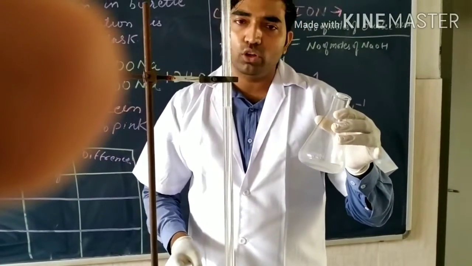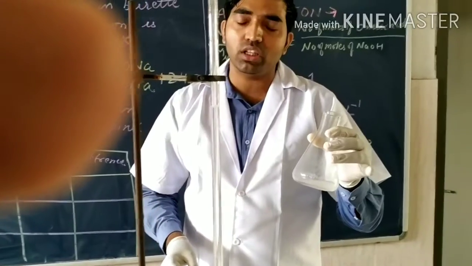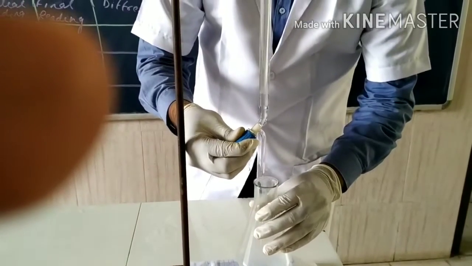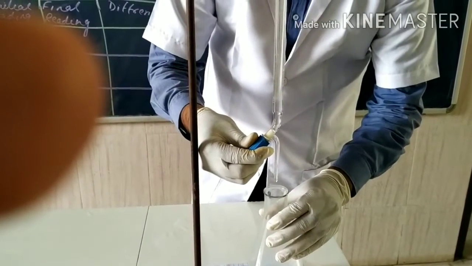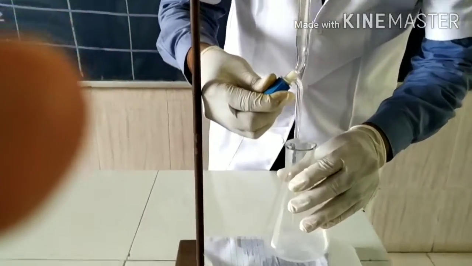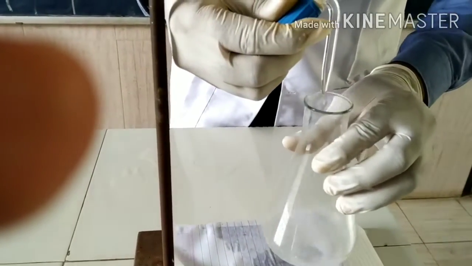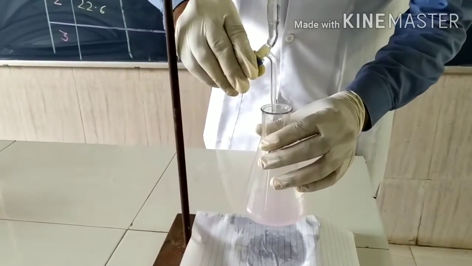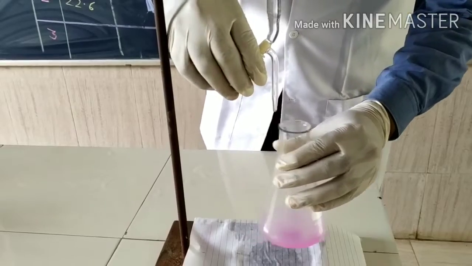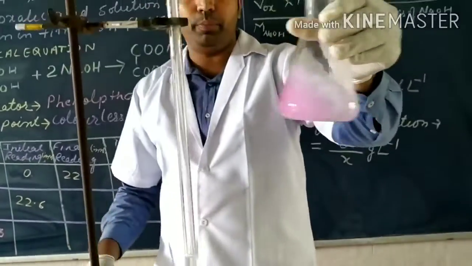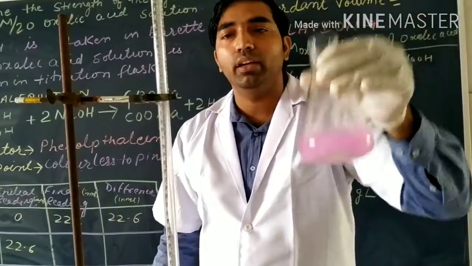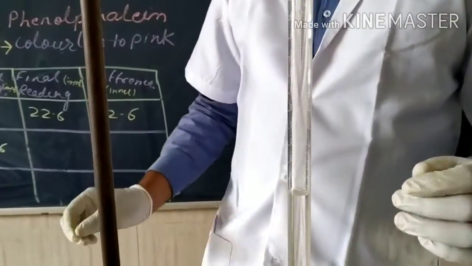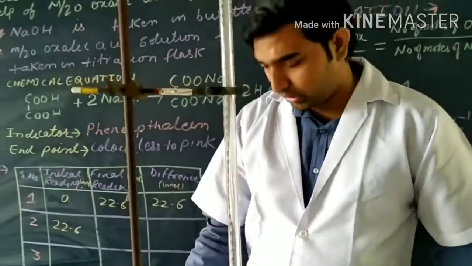This contains the same volume, that is 20 ml of standard oxalic acid solution and 2 drops of phenolphthalein indicator. Then add this NaOH dropwise and shake the titration flask. The color is just light pink. See the reading. The reading is 45.1.